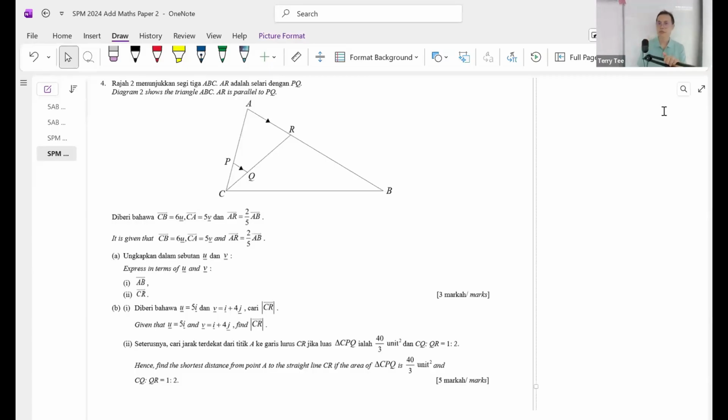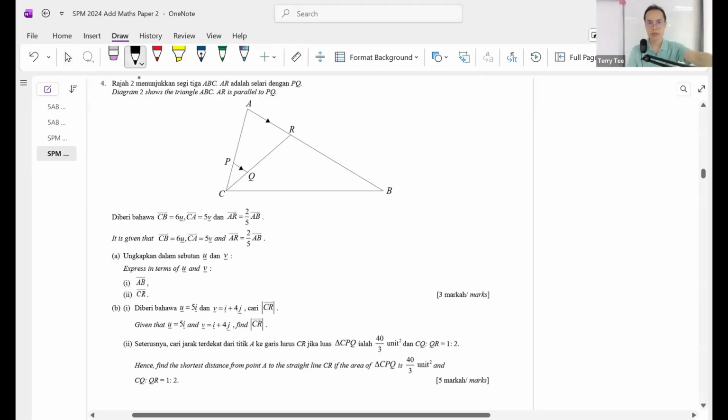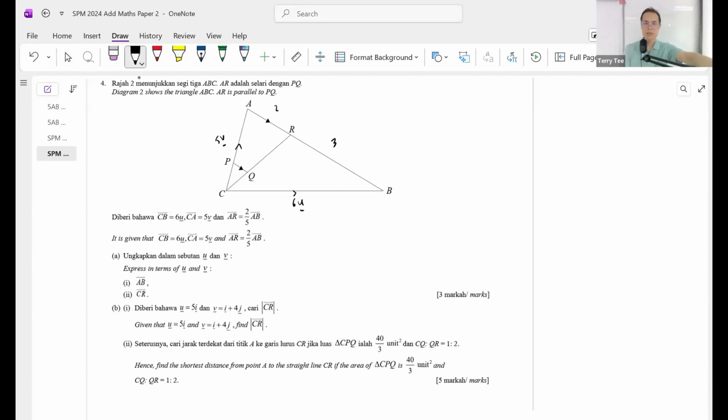The next question is from Form 4, Chapter 8, Vectors. All right. Diagram shows triangle ABC, and AR is parallel to PQ. Given that CB is 6U, CA is 5V, AR is 2/5 of AB. So this one is 3. You're supposed to express in terms of U and V vector AB.